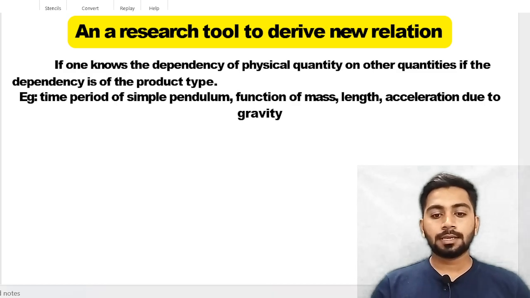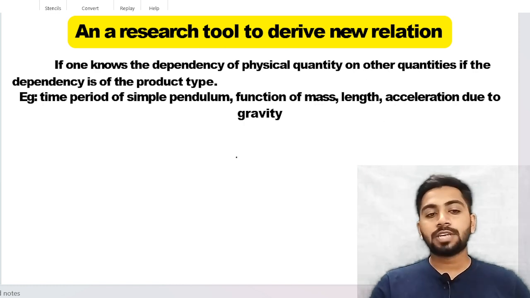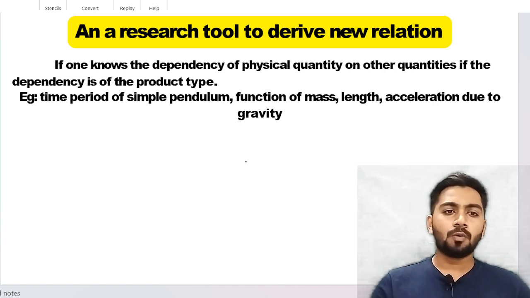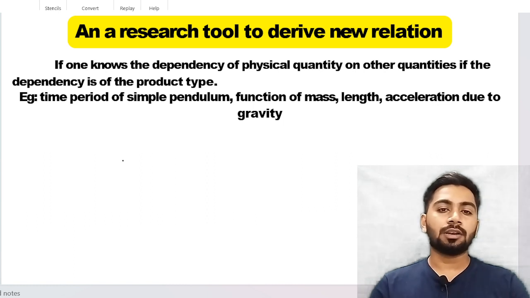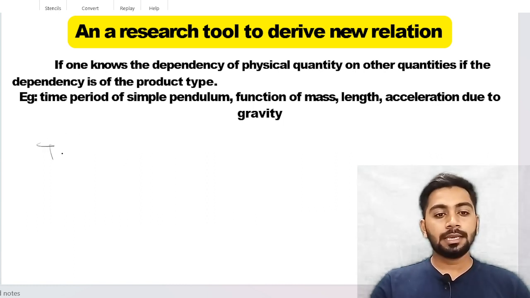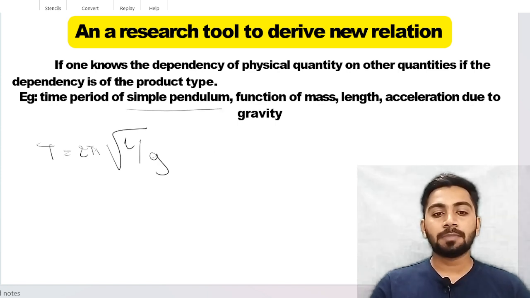So hello guys. Yesterday we studied dimension as a research tool to derive new relations. We saw one example yesterday: deriving the simple pendulum formula, T equals 2 pi square root of L by g. Yesterday we derived this, just by seeing the dependency of the simple pendulum.